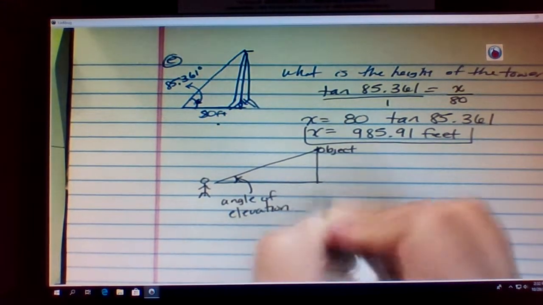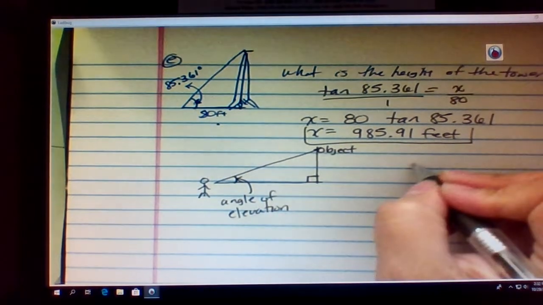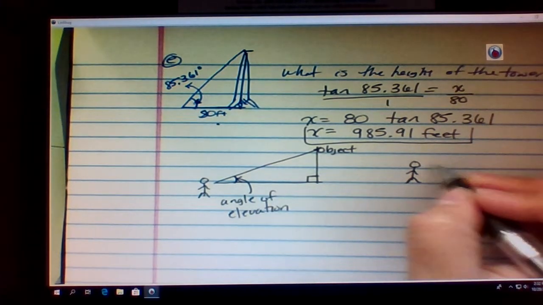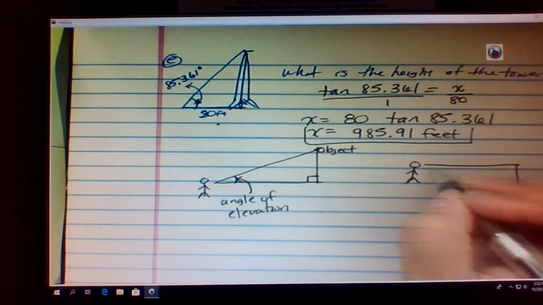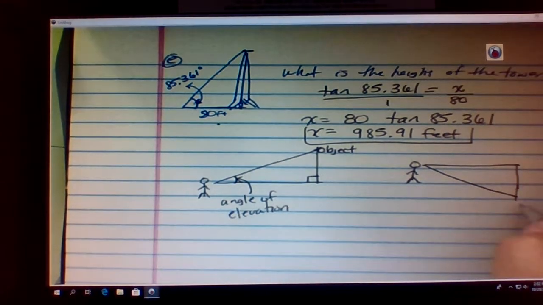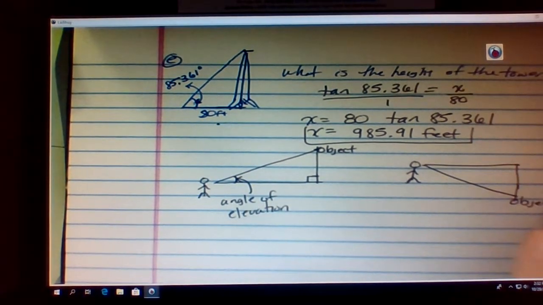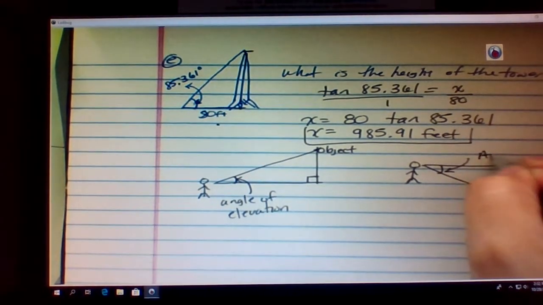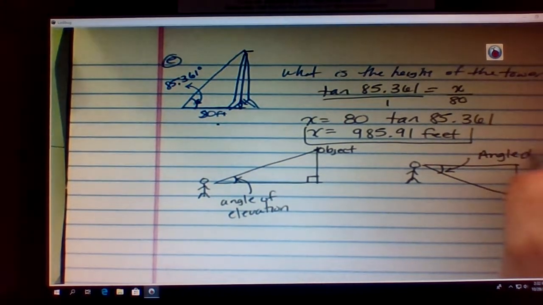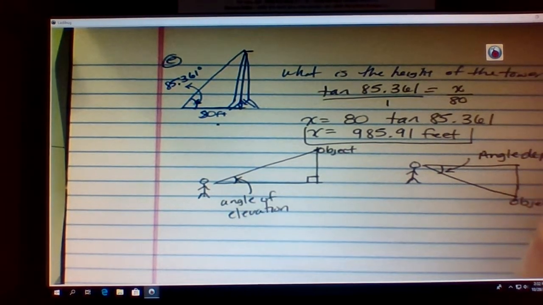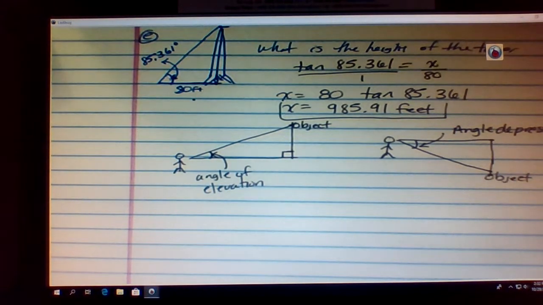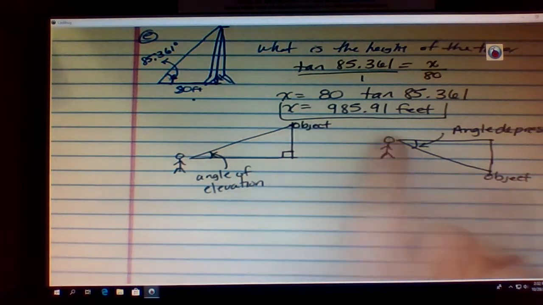When you are standing here and you are looking and your object is down here, this here is called the angle of depression because you're looking down. I think all the word problems that I saw dealt with elevation, but just in case they told you depression also, then that would be the situation.